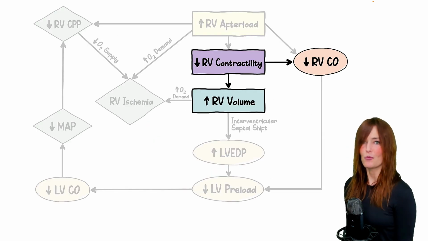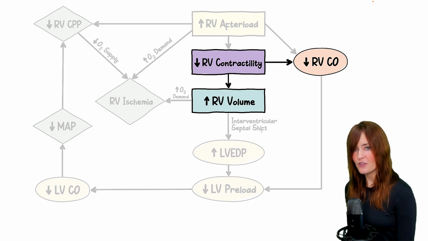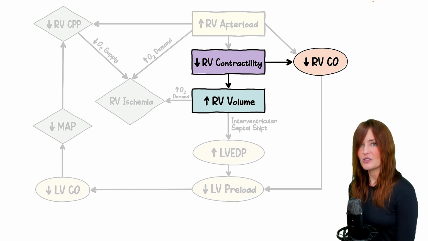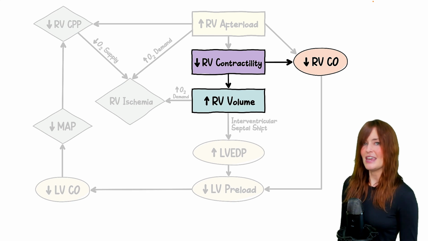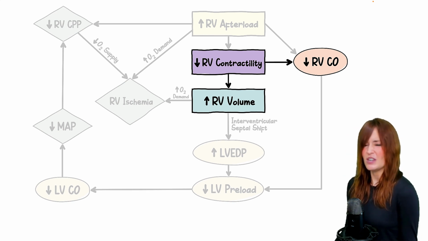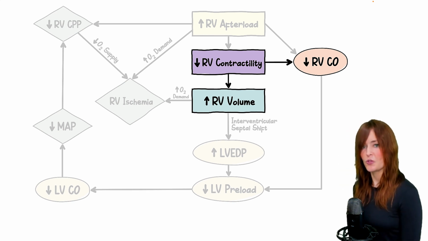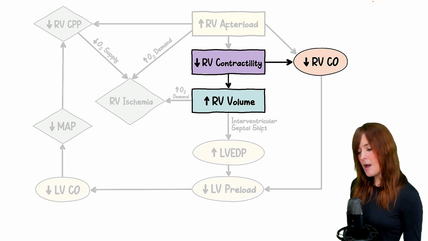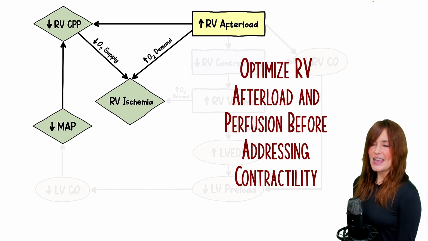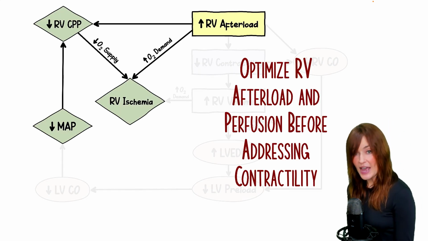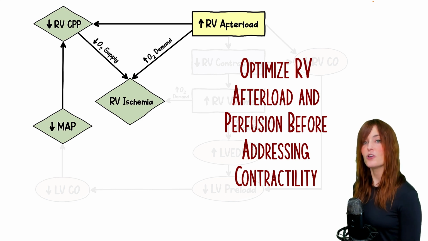So that's this whole problem, right? For whatever reason, your RV contractility is down. That causes a drop in your RV cardiac output. It increases your RV volume because you can't move anything forward. So helping support the RV contractility is a good thing. But at the same time, it's useful to optimize the RV afterload and RV perfusion before addressing contractility.